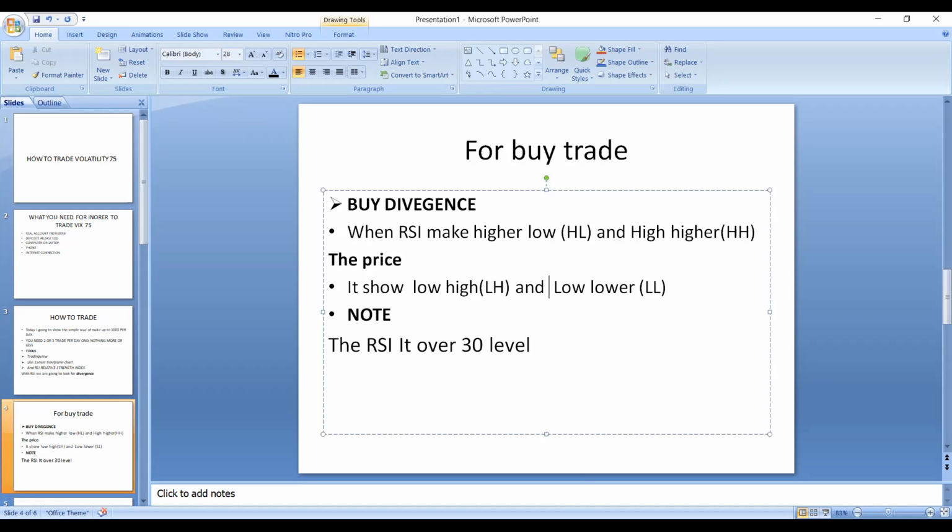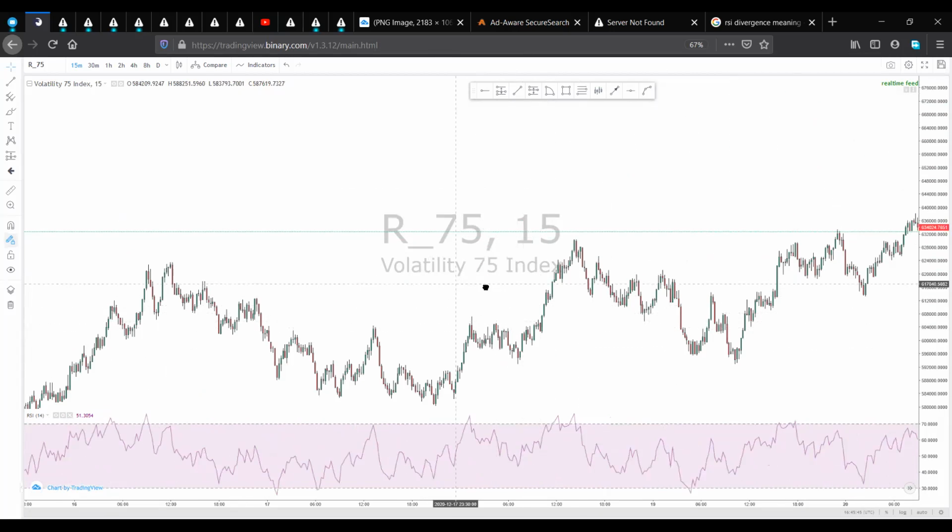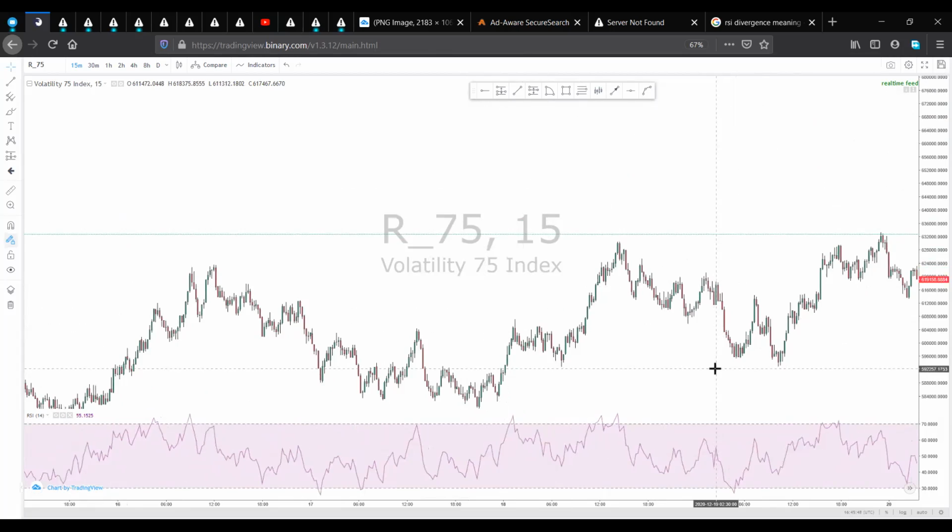Okay, so as you can see, and note we are looking at when the price is below that level. Let me show you. Here the market is making this lower, this higher than this. So this is a higher low, this is a lower low. But the divergence is showing that we are going up. It's making a higher low and a higher high.